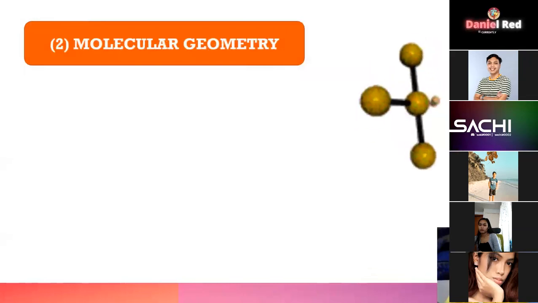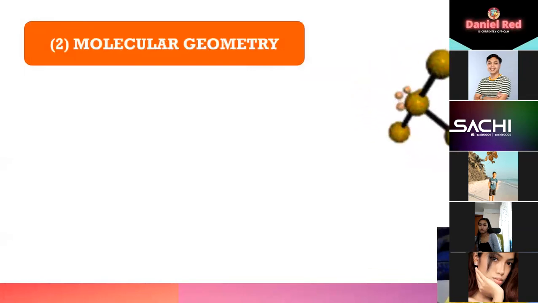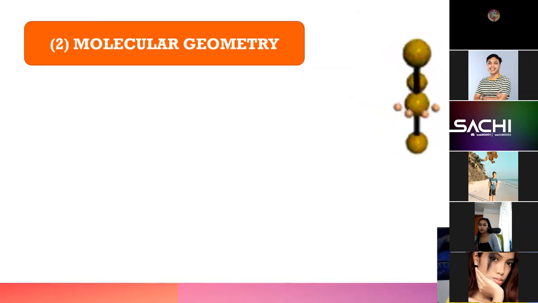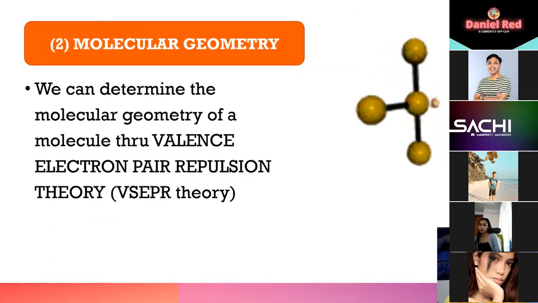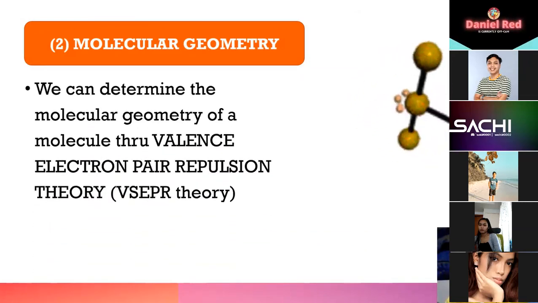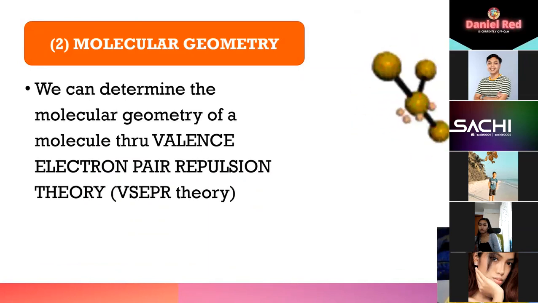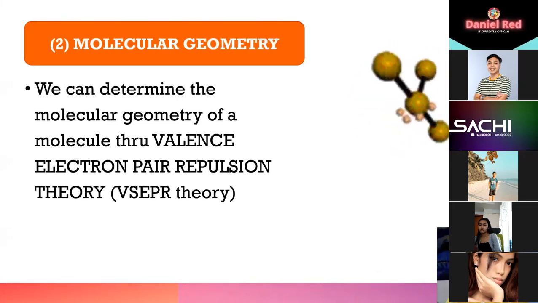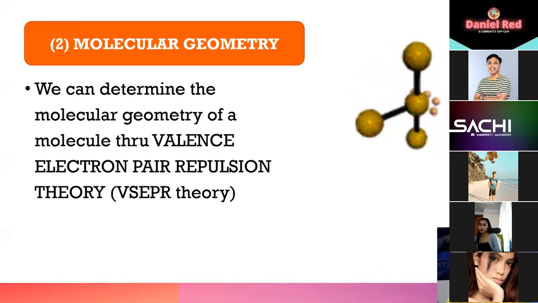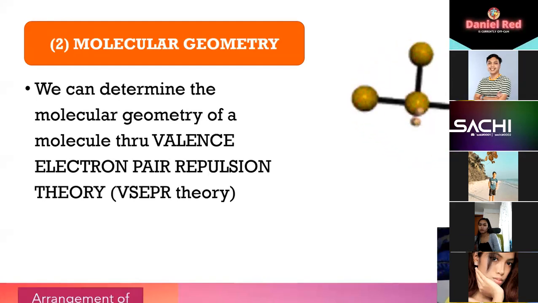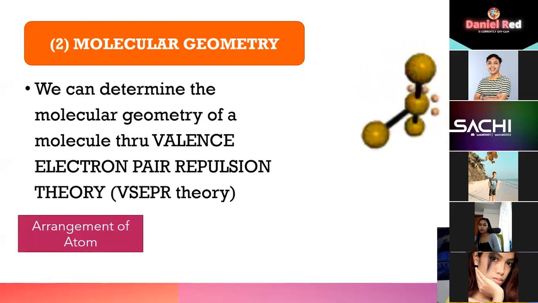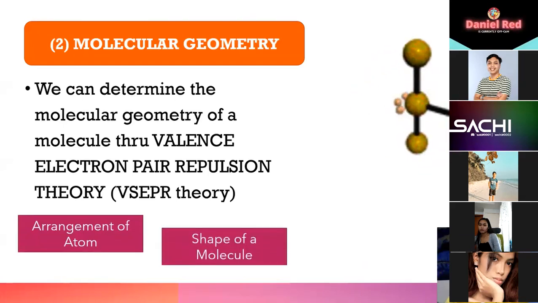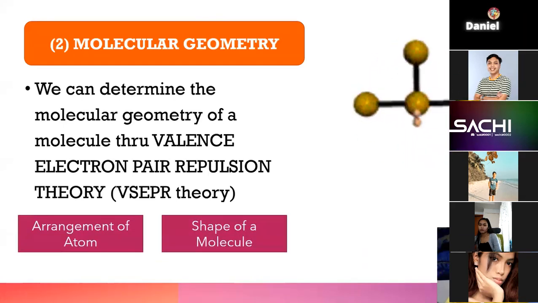The second factor to consider for the polarity of the bond is the molecular geometry. We can determine the molecular geometry by means of valence shell electron pair repulsion theory, or VSEPR theory. You can also see an example of molecular geometry in the illustration on your right side. This particular geometry will determine the arrangement of atoms and, of course, the shape of that molecule.